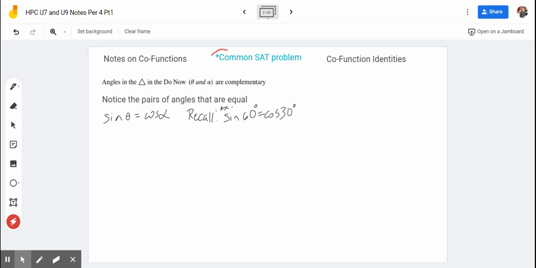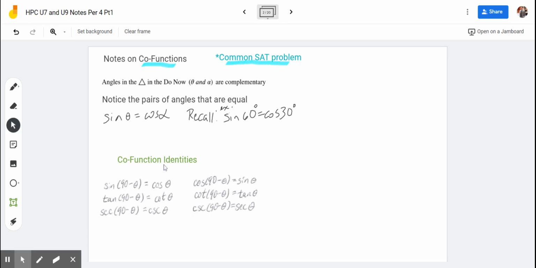And this is a common SAT problem, these cofunctions. Okay. I'll highlight that there. Cofunctions are definitely, you'll see them appear a few times within the SAT. I'll just move this here so we have some more room.